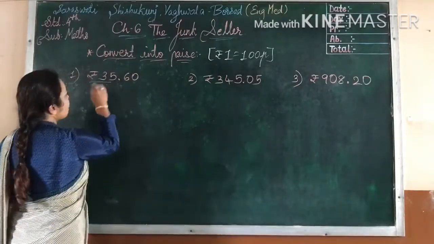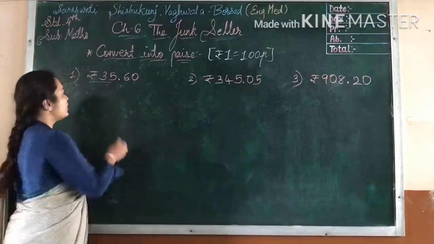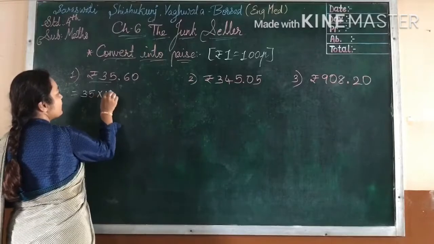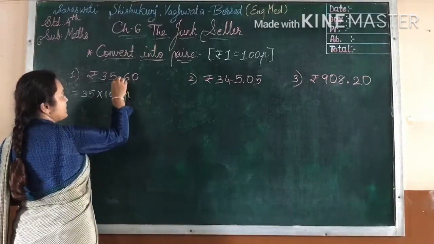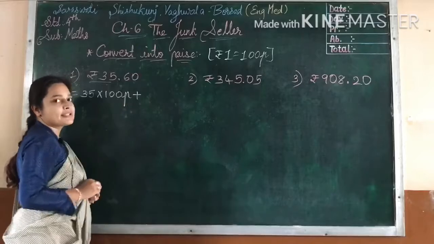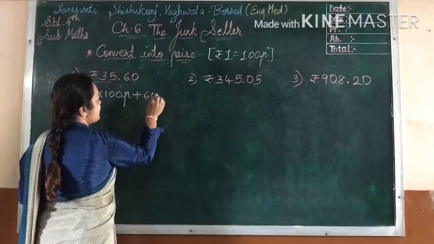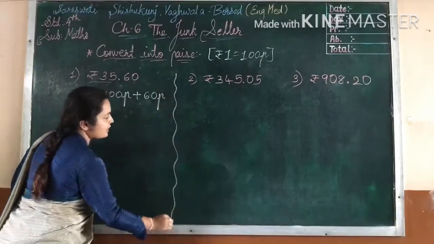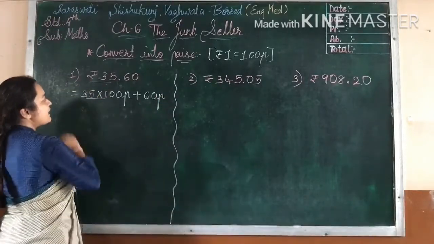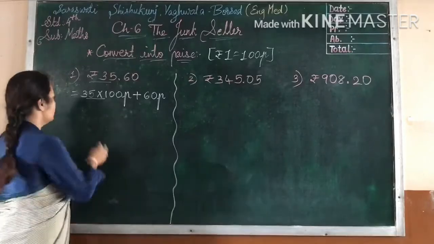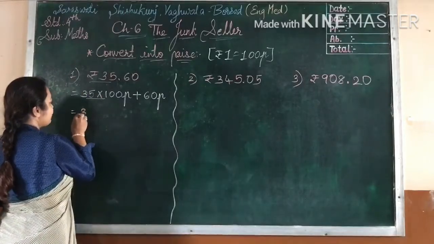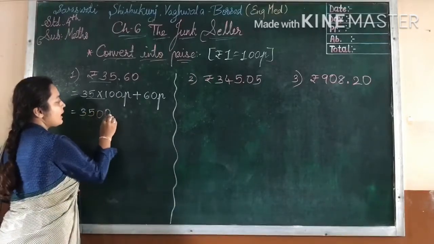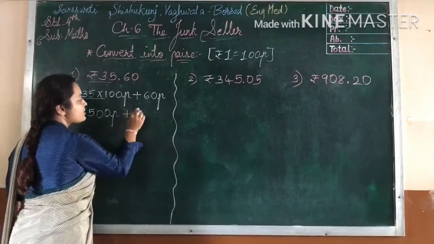As you can see here, rupees 35, right? First we will convert this 35 into paisa. So we will multiply this 35 with 100 paisa, and instead of the point we will keep a plus sign, and then we will add 60 paisa. Now we multiply 35 by 1. 35 ones are 35, the double zero we keep as it is, and plus 60 paisa.